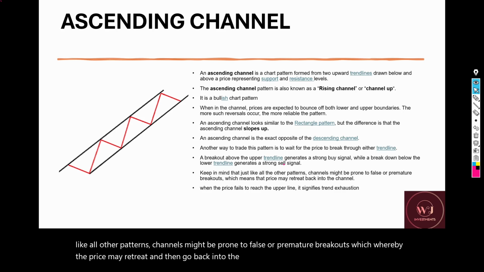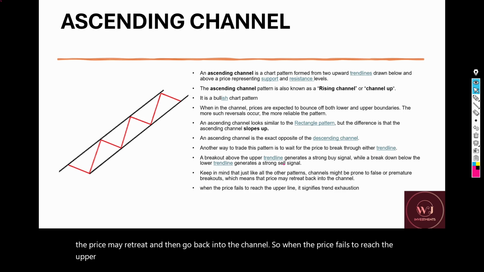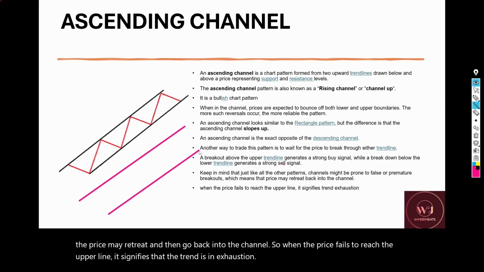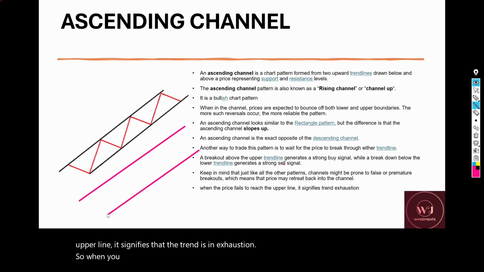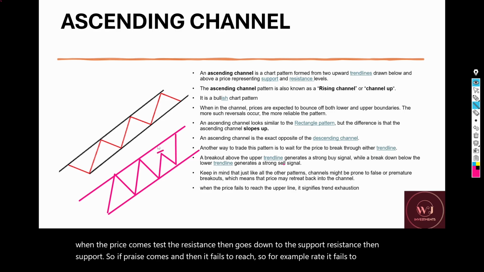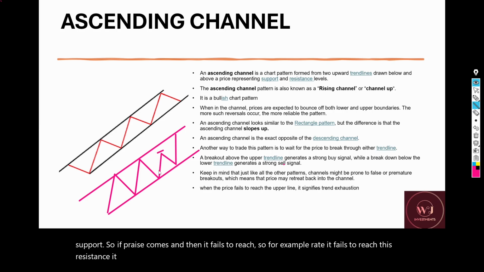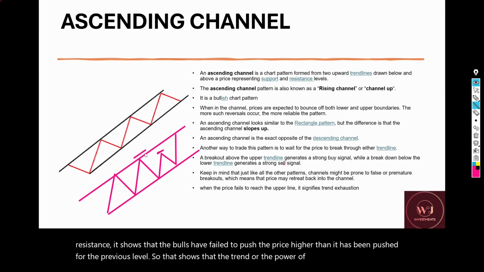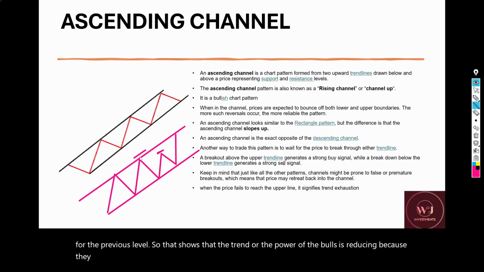So when the price fails to reach the upper line, it signifies that a trend is in exhaustion. So when you have your two trend lines, the lower one is support, the upper one is resistance. The price comes, tests the resistance, then goes down to the support, resistance, then support. So if the price fails to reach this resistance, it shows that the bulls have failed to push the price higher than it has been pushed on the previous level. So that shows that the power of the bulls is reducing because they have failed to push the price higher than this previous level.